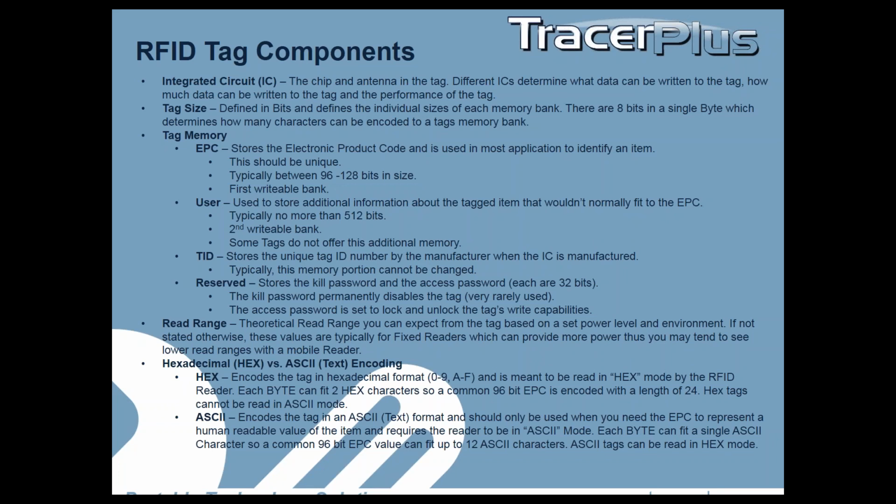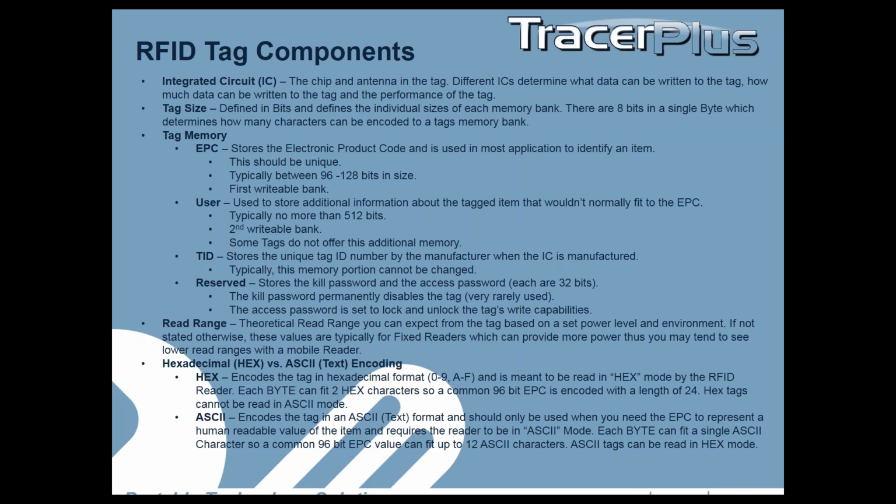So it's meant to be read in what we call hex mode by the reader. Each byte can fit 2 hex characters, so a common 96-bit EPC can be encoded with a length of 24 hex characters. If a tag is encoded in hex, you cannot read this in ASCII mode. We actually do hear this a lot. Some people set their readers to ASCII mode and then they complain to us that the tags they're reading are just showing garbage characters. This is because you're reading a tag that was encoded in hex, but you're reading in ASCII mode. So that's why you have to be in hex mode for a hex tag.